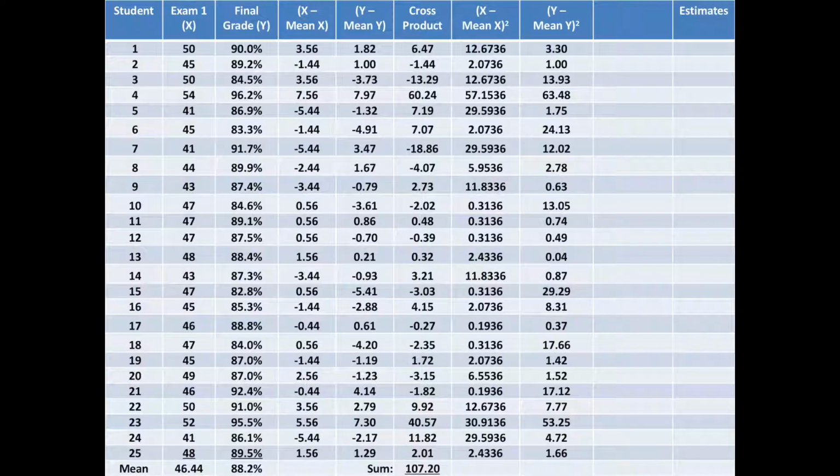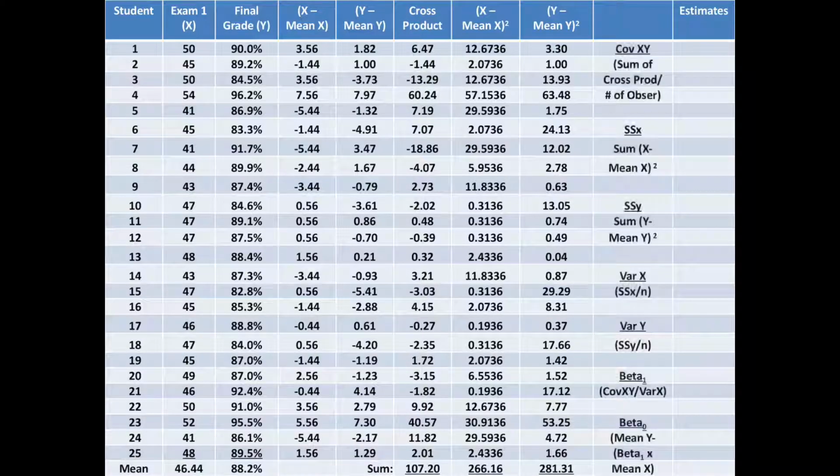So then the next step we're going to do is to sum up all of these down below. So we're going to have the sum of the cross products, the sum of the squares x, and the sum of the squares y. And then we're going to move into the final phase where we'll use each one of these sum scores and covariance to calculate out some of the final elements we'll need to calculate our line.